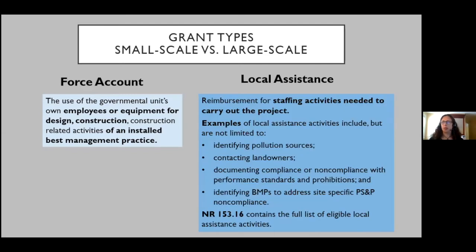Local assistance is reimbursed for staffing activities needed to carry out the project. Although local assistance activities must be project related, they don't have to be directly related to the design and construction of installed BMPs. So there is more flexibility. Local assistance is used in large-scale TRM grants. Some examples of eligible local assistance activities are listed on this slide. The full list can be found in NR 153.16.